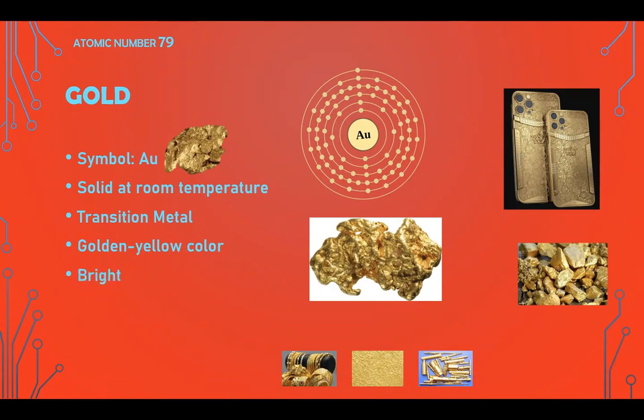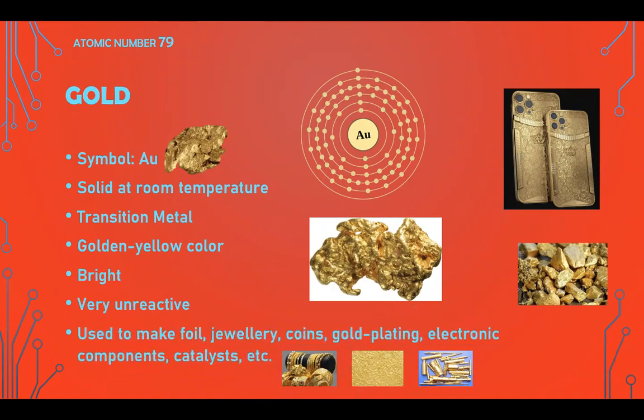Gold is pretty bright as well. It is very unreactive. It only dissolves in a few substances. Gold is used to make foil, like the famous gold foil experiment, jewelry, coins, gold plating of electronic components, catalysts, etc. And gold is pretty darn expensive. That's not why it's one of my most favorite elements, but it's mainly the color, its unreactivity, and its various applications.